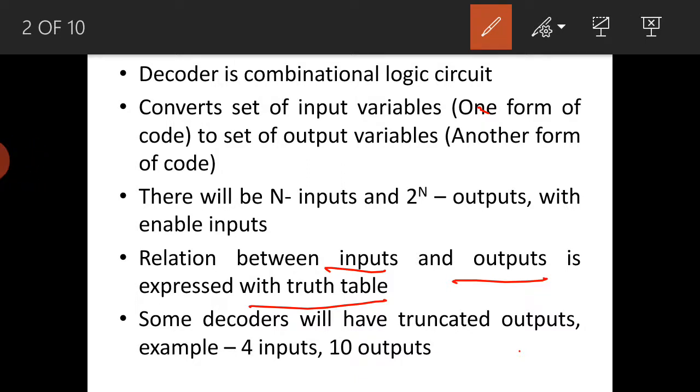It doesn't mean that if there are 4 inputs, the decoder must have 16 outputs, that is 2 raised to 4. Depending upon the application, we can define how many outputs we require. If there are 4 inputs, it can be 6 outputs, 4 outputs, or 10, 12, 13 outputs. The maximum is 16, but there is no rule that it must have all possible outputs. So this is with respect to the decoder.